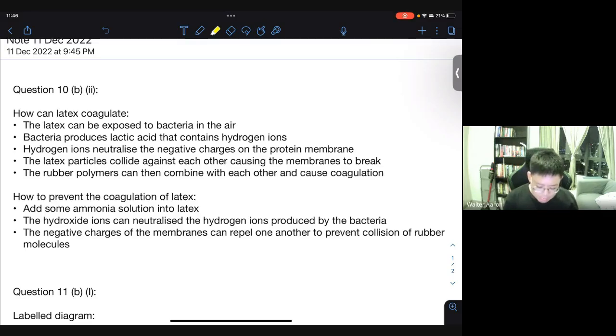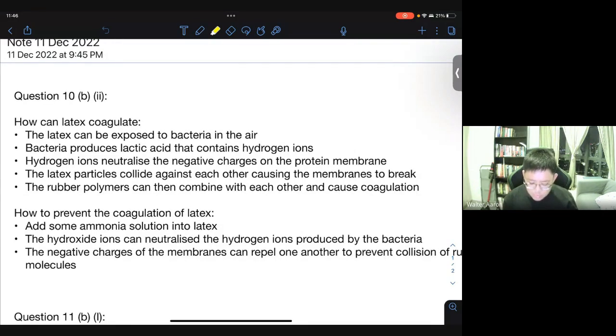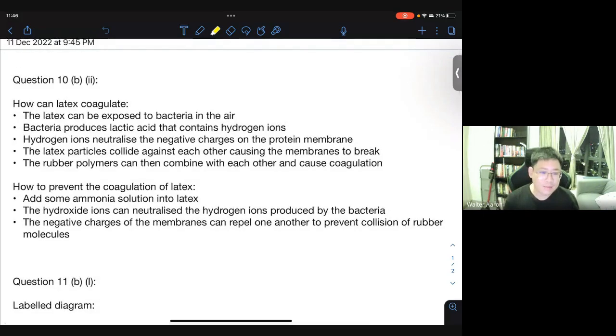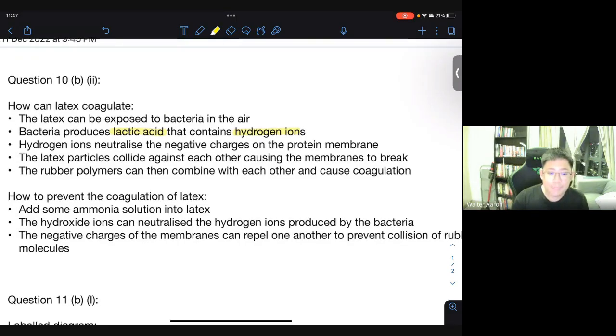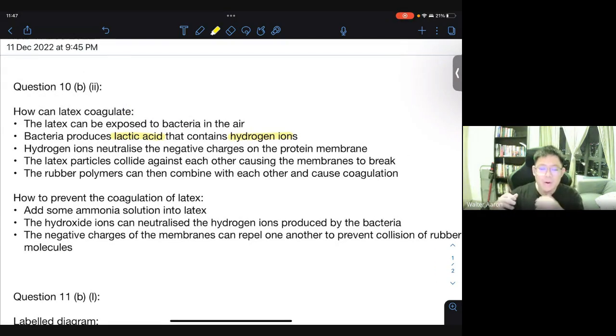But why? The answer is why, right? So this is the answer, the first part. How can latex coagulate? Latex can be exposed to air, and air has bacteria. The bacteria can contaminate the latex and start to produce lactic acid. Once it produces lactic acid, the acid itself will produce hydrogen ions. The protein membrane of the rubber molecule is negatively charged. So when the hydrogen ions come close to the negatively charged membrane of the rubber molecule, they will start to neutralize the negative charges. So hydrogen ions neutralize the negative charges on the protein membrane and cause the protein membrane to become neutral.